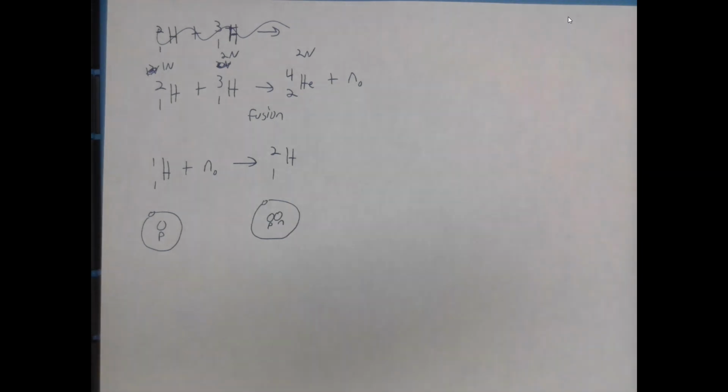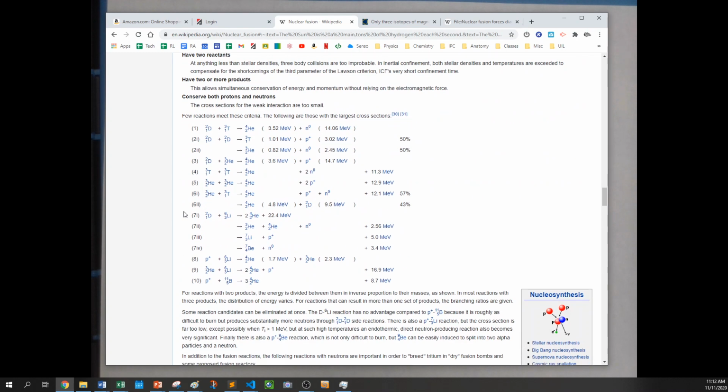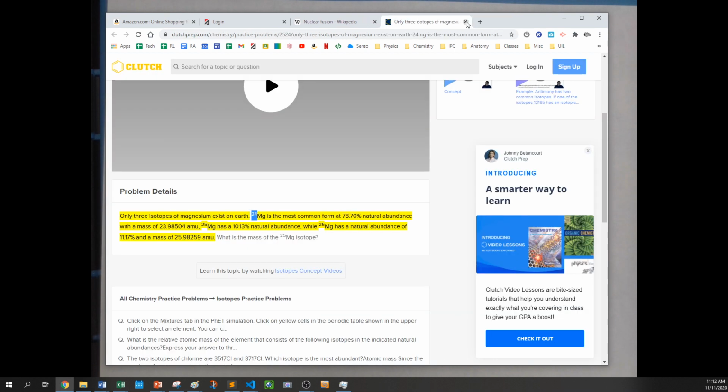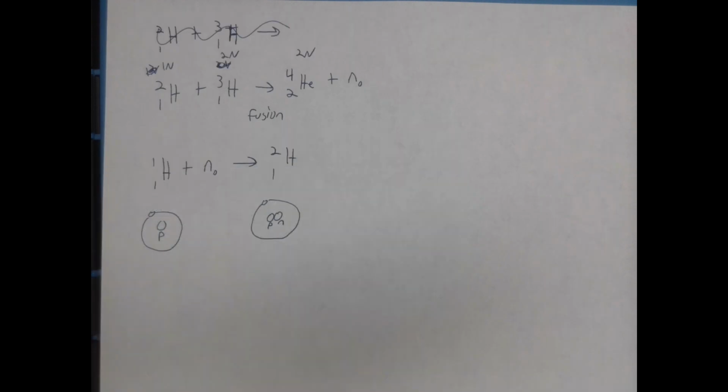We get higher up atoms and isotopes being made. We also have radioactive decay that I'll go into a little bit. Let me finish.